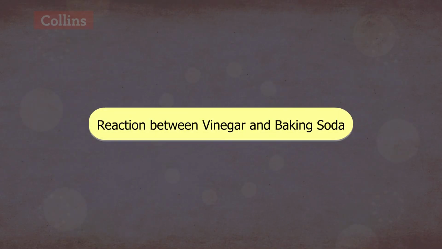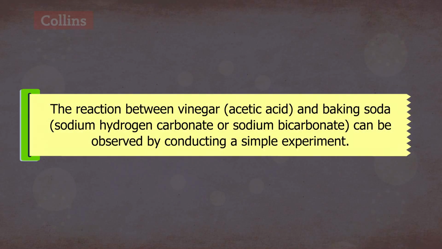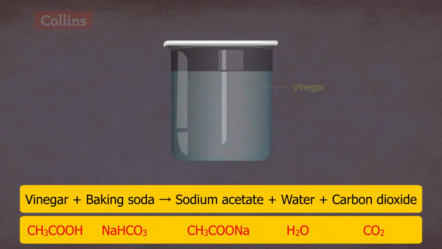Reaction between vinegar and baking soda. The reaction between vinegar, that is acetic acid, and baking soda, that is sodium hydrogen carbonate or sodium bicarbonate, can be observed by conducting a simple experiment. Take some vinegar in a glass beaker and add a pinch of baking soda. Evolution of bubbles indicates that a chemical change has taken place.